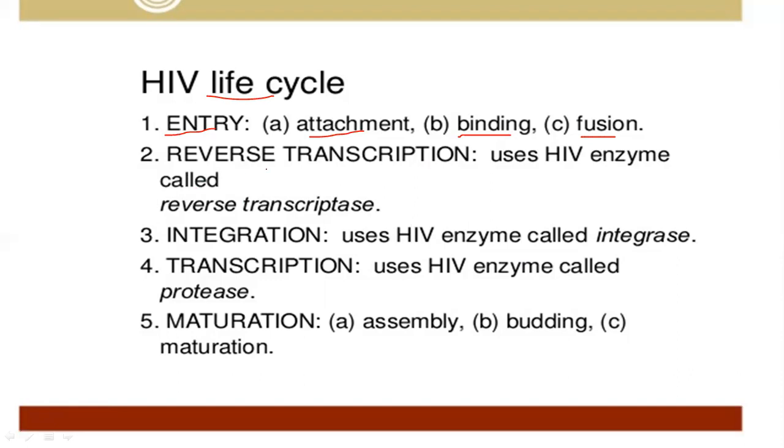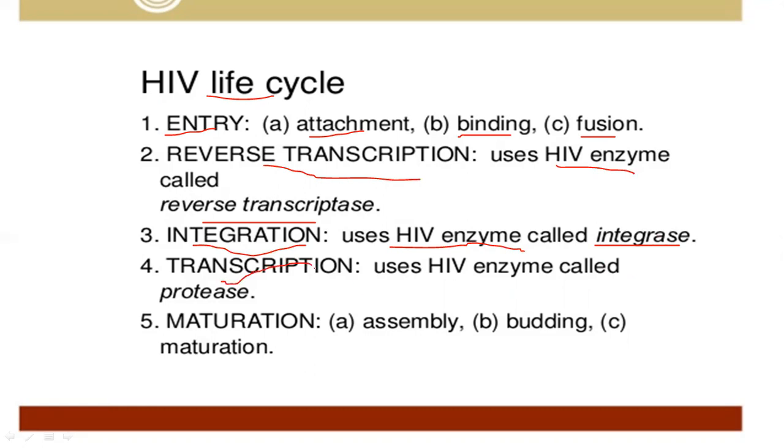The gene is incorporated into the host cell, and then reverse transcription occurs when the HIV enzyme is used. That enzyme is called reverse transcriptase, which is utilized for the reverse transcription of RNA into DNA. Then the next step is integration, in which the HIV enzyme performs its function and joins the DNA of HIV into the host cell DNA.